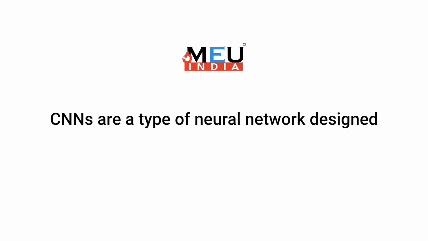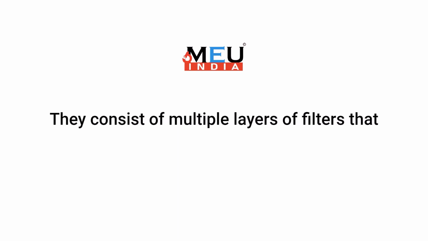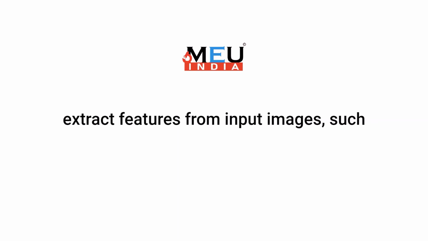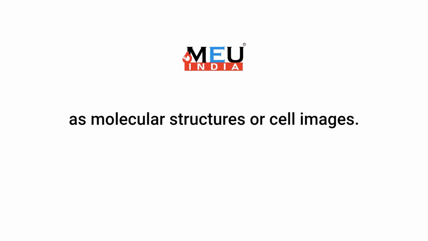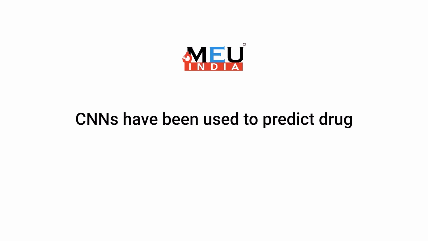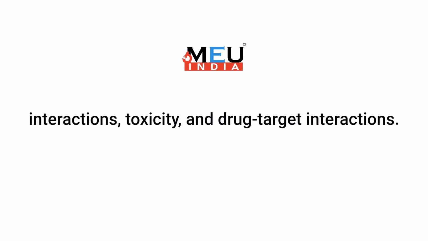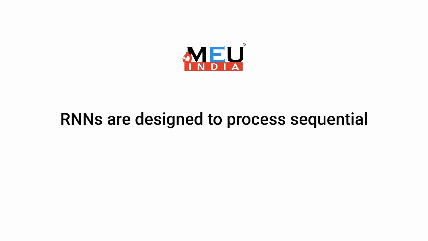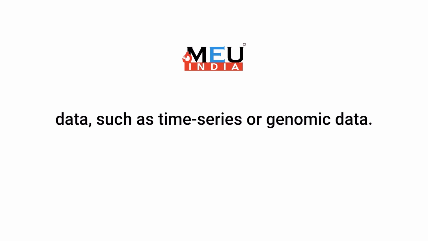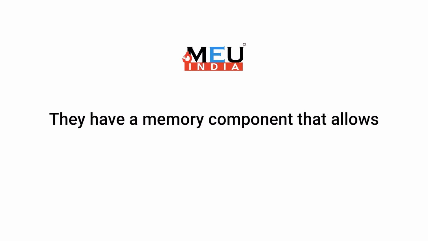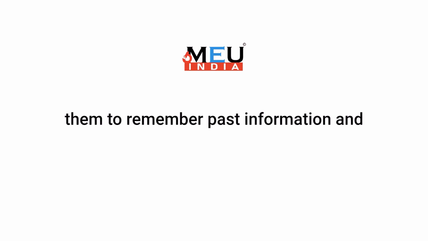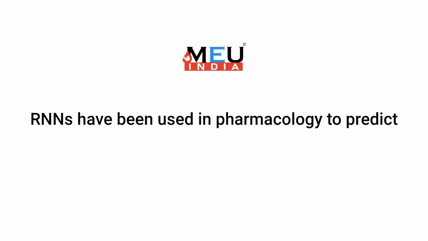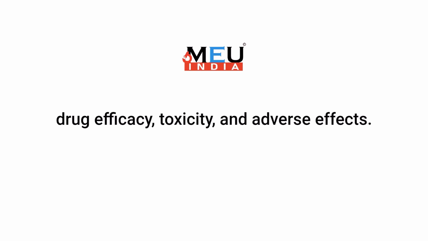Convolutional neural networks. 1. CNNs are a type of neural network designed for image recognition and processing. They consist of multiple layers of filters that extract features from input images, such as molecular structures or cell images. CNNs have been used to predict drug interactions, toxicity, and drug-target interactions. Recurrent neural networks. 2. RNNs are designed to process sequential data, such as time series or genomic data. They have a memory component that allows them to remember past information and make predictions based on that information. RNNs have been used in pharmacology to predict drug efficacy, toxicity, and adverse effects.